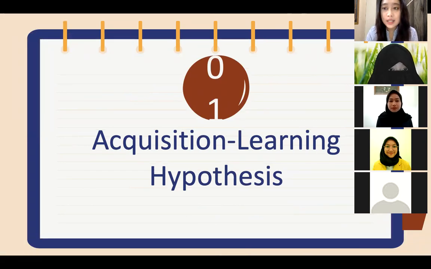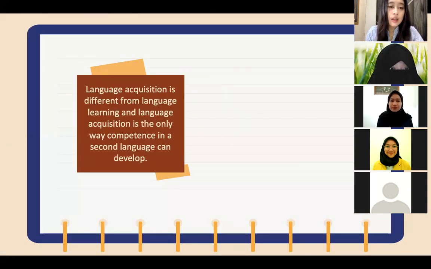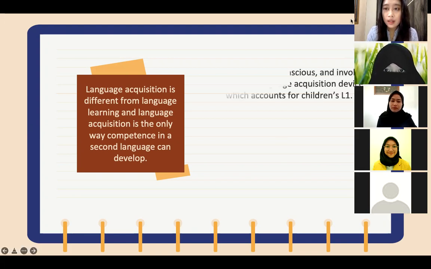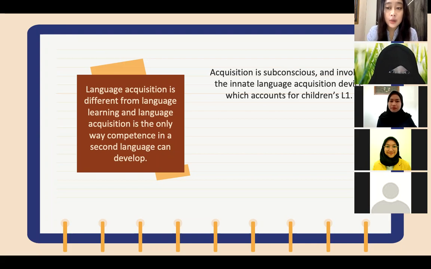Acquisition learning hypothesis. Language acquisition is different from language learning, and language acquisition is the only way competence in a second language can develop. The acquisition learning hypothesis claims that there is a strict separation between acquisition and learning. Acquisition is subconscious and involves the innate language acquisition device, which accounts for children's first language.